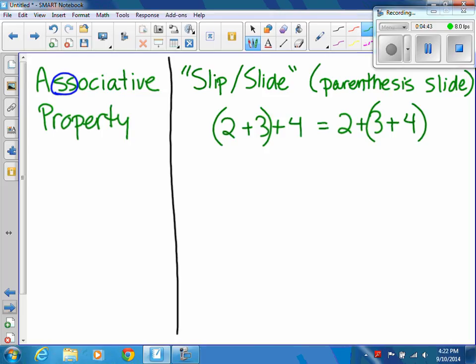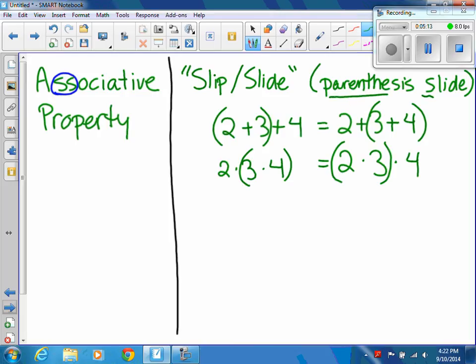Again, I could do the same thing with 2 times 3 times 4. Here, I'm going to have 3 and 4 grouped together. And if I go to the other side, I'm still going to have the same order. That's important. The order has not changed. It's still 2 times 3 times 4, only this time I'm grouping my 2 and 3 together first. That's what's going to be changed here. So again, one thing we can think of it as the parentheses are going to slide. They just slid into a different position.